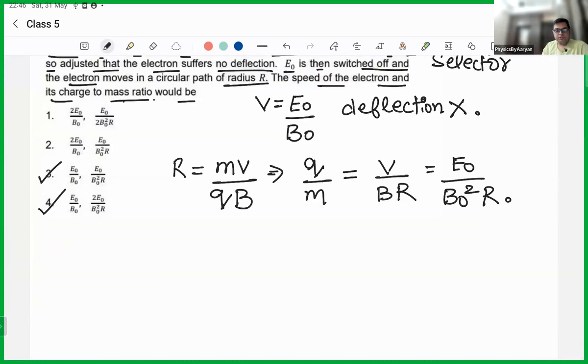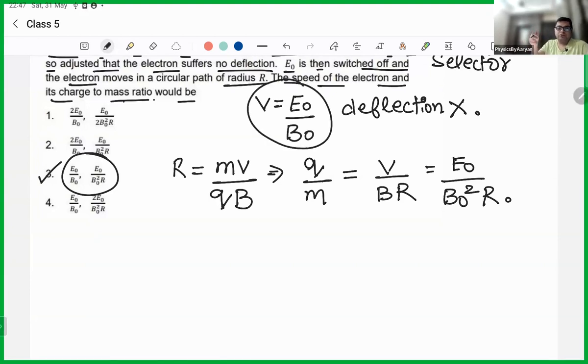Perfect. So which option is this? C. Clear? Nothing difficult here. This was easy. Initially both were there, so electric field and magnetic field both were there. So you were in the velocity selector case. It was moving undeflected, so obviously the velocity was E naught by B naught.